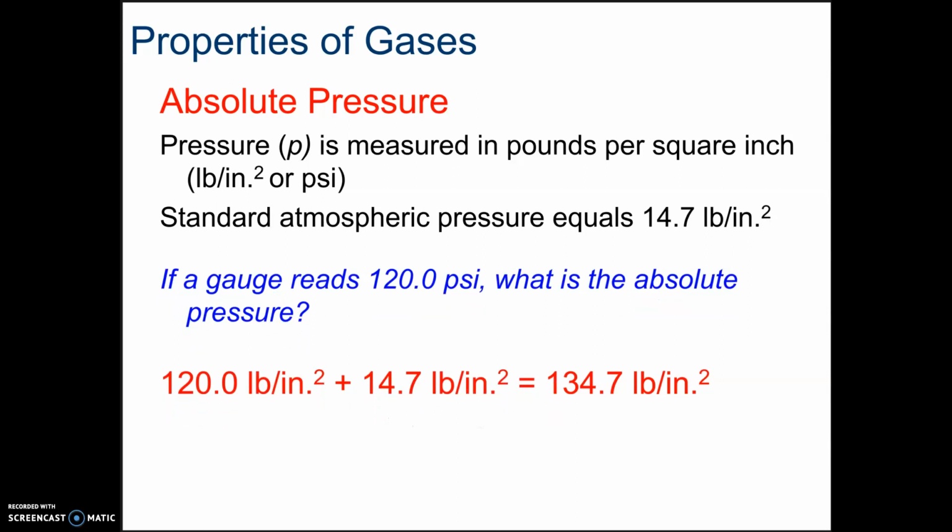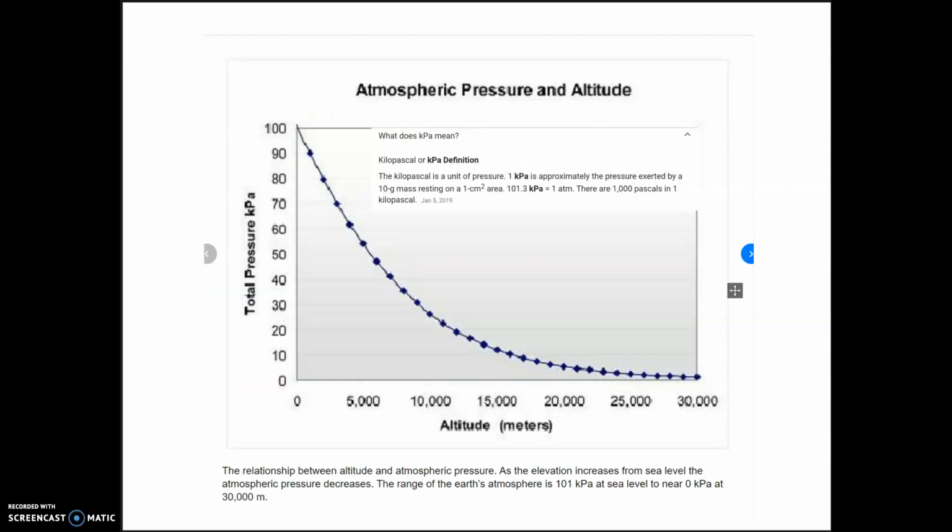Okay, so if a gauge reads 120 psi, what is the absolute pressure? Well, assuming that we're at sea level, that would be 120 plus 14.7, giving us 134.7 pounds per square inch.